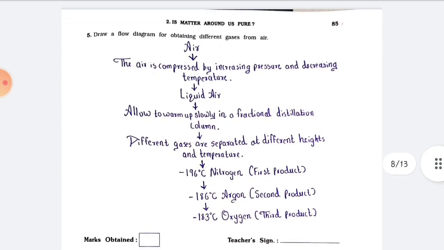Next, question number 5. Draw a flow diagram for obtaining different gases from air. So answer, the air, then the air is compressed by increasing pressure and decreasing temperature. Then liquid gas, then allowed to warm up slowly in a fractional distillation column. Next, different gases are separated at different heights and temperature. Next, minus 190 degrees Celsius nitrogen, first product, minus 186 degrees Celsius argon, second product, minus 183 degrees Celsius oxygen, third product.